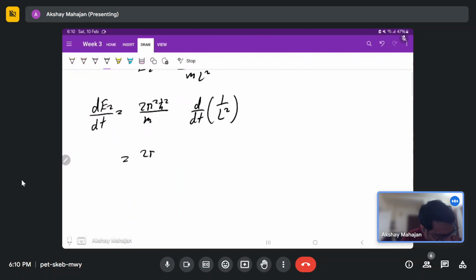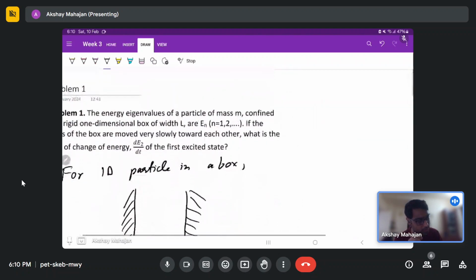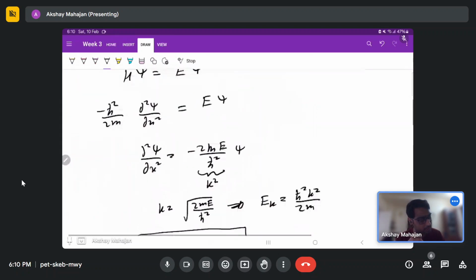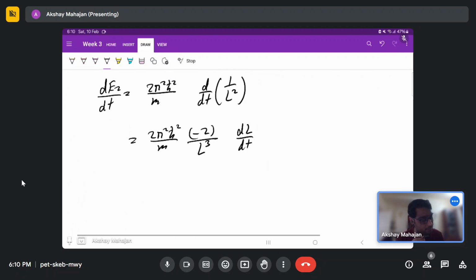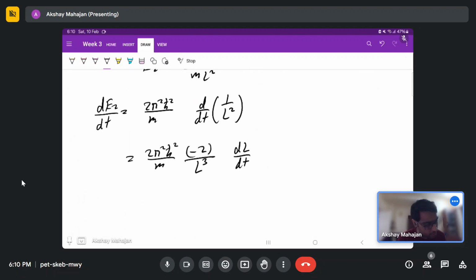Okay, and we have 2π²ħ²/m. I can write this as minus 2 times L³ times dL/dt, and dL/dt is given to us. It is said that the walls are coming very slowly towards each other, so we can take that rate as dL/dt. Okay, how the L is changing. And in this one, we will have a minus sign here.